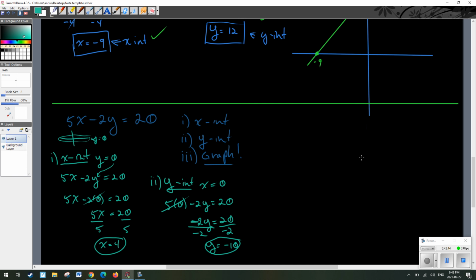So here we go. I'm going to graph it. There we go. So I'm going to graph that guy. So I got an x value of 4, so it's just out here at like 4. There it is. And a y-intercept of negative 10, so that's going to be like way down here at negative 10. And then to graph it, I'm just going to join those two.